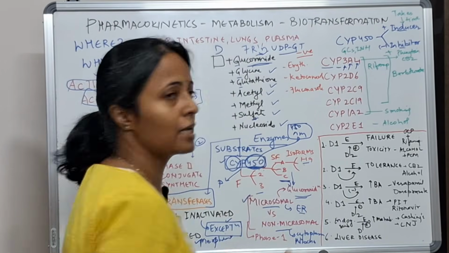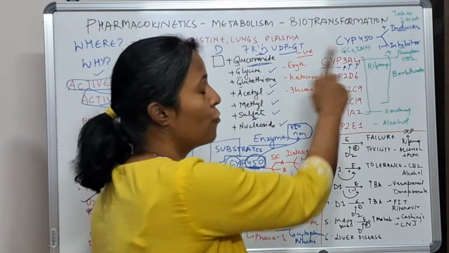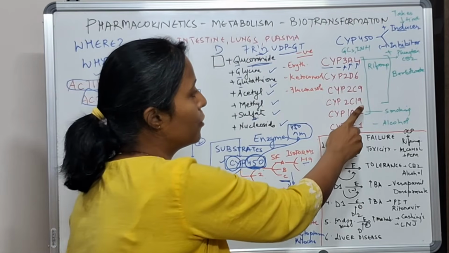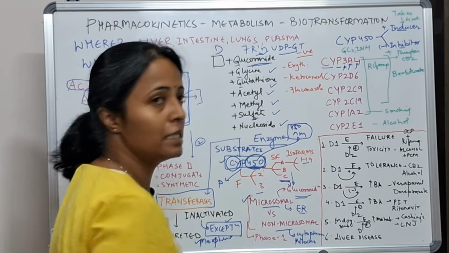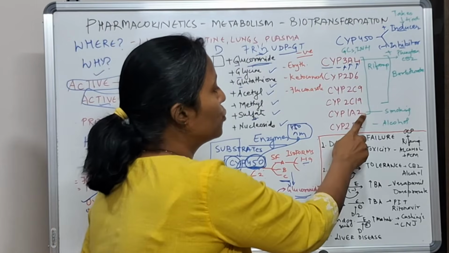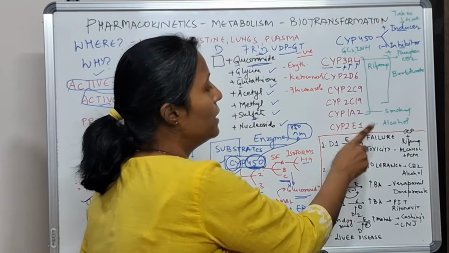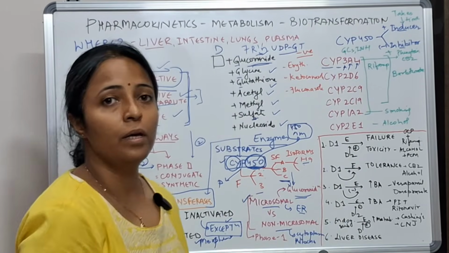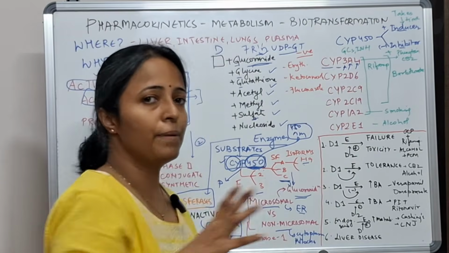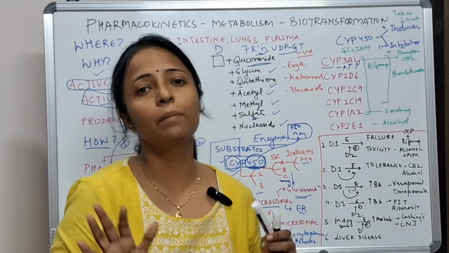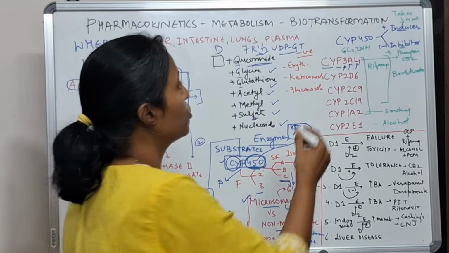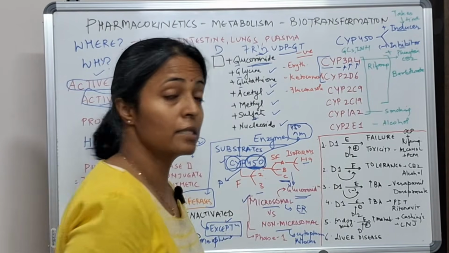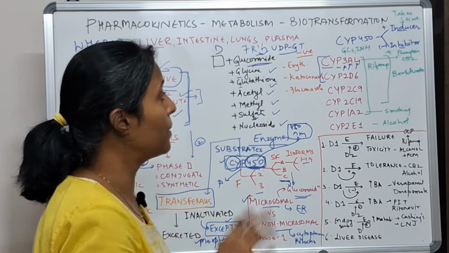Okay, so these 6 enzymes I have written, that is CYP3A4, CYP2D6, CYP2C9, then you add one here, CYP2C19, then CYP1A2 and CYP2E1. Okay, 1A2 and 2E1. Now, these enzymes basically metabolize the maximum amount of drugs, and among these also, these two, CYP3A4 and CYP2D6, are the ones which metabolize the maximum amount of the drugs.